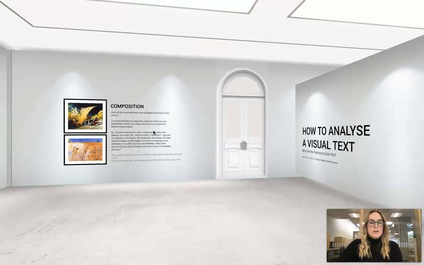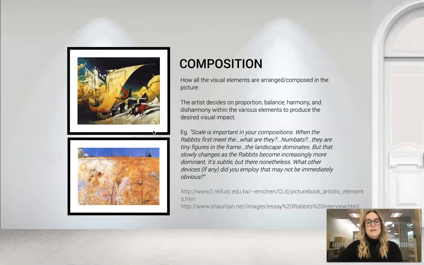The next thing we look at is called composition, and this is really about how all the visual elements within the image are actually composed. And we talk about composition in terms of arrangement. So the artist or whoever is putting the image together really looks at things like proportion, balance, harmony and potentially disharmony to produce some kind of visual impact.